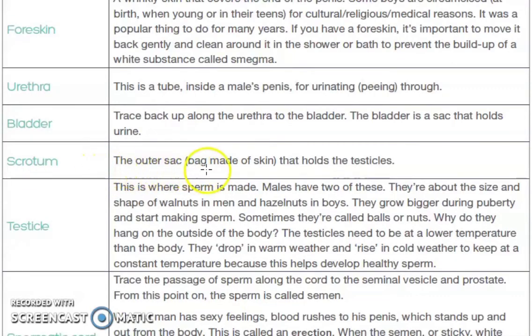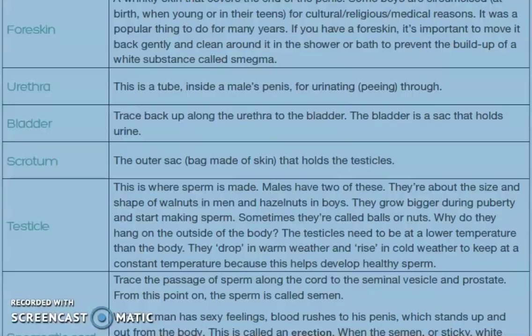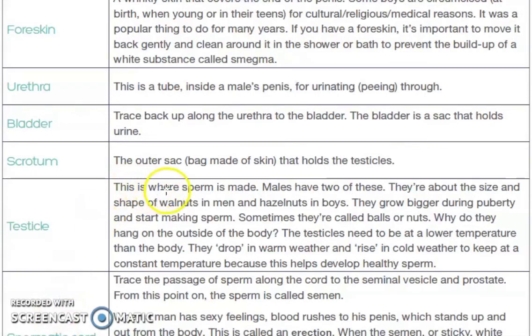Scrotum. The outer sac made of skin that holds the testicles. So the scrotum holds the testicle that is inside. Testicle. This is where sperm is made. Males have 2 of these. They're about the size and the shape of walnuts in men and hazelnuts in boys. They grow bigger during puberty and start making sperm. Sometimes they're called balls or nuts.